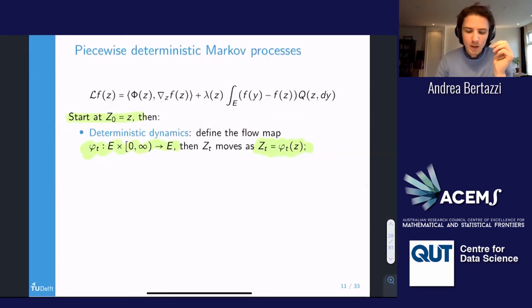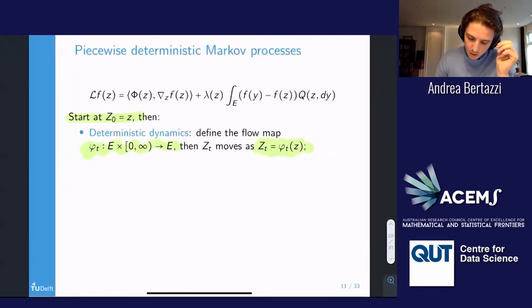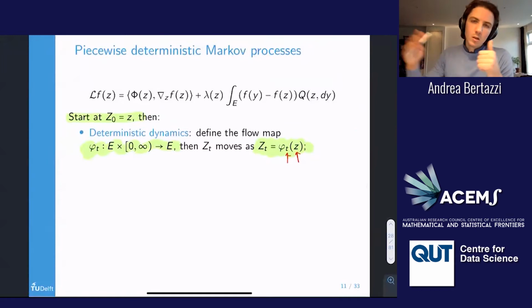So we will apply the flow map, and we start at Z because that's our starting point. Then if we want to move for time t, we will just put a subscript there, and this will give us the position of the state of the process after time t, starting at position Z.